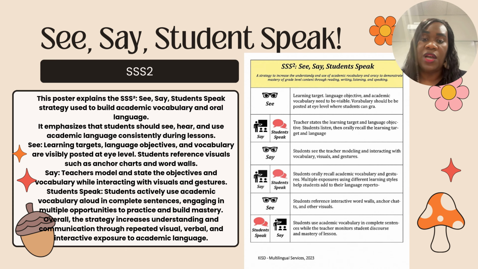Say, teachers model and state the objectives and vocabulary while interacting with visuals and gestures. Students speak. Students actively use academic vocabulary aloud in completing sentences, engaging in multiple opportunities to practice and build mastery. Overall, the strategy increases understanding and communication through repeated visual, verbal, and interactive exposure to the academic language.